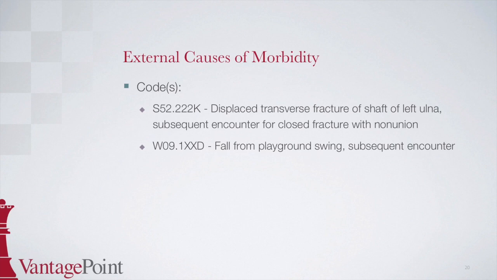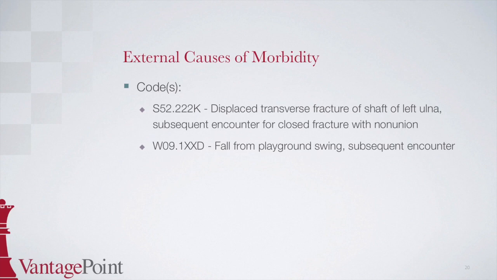The second code is W09.1XXD for fall from playground swing, subsequent encounter for our initial external cause of the ulna fracture. To locate this code, go to the index to external causes, and then find falling, and then indented below involving, and then playground equipment, and then swing, which points to W09.1 with a checkbox indicating that more digits are required.